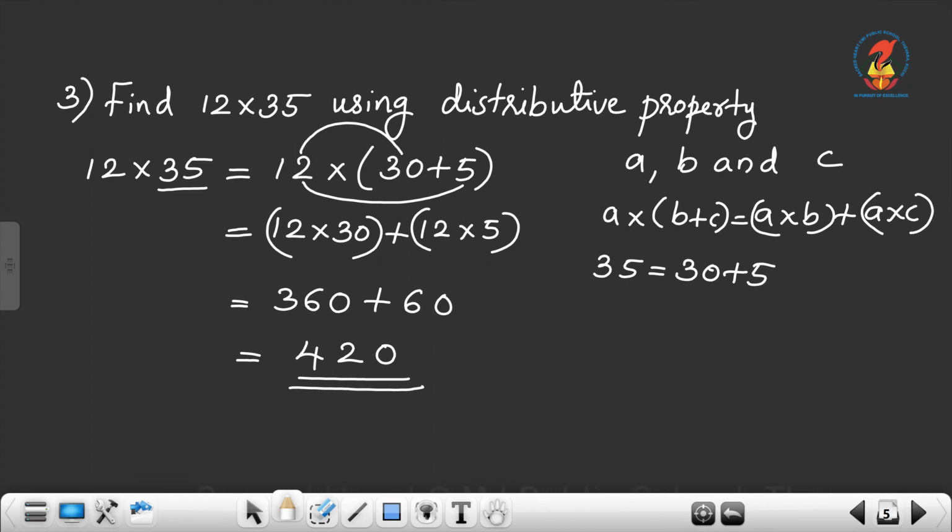So, we can find the product using the distributive property. Any one of the numbers you have to split.